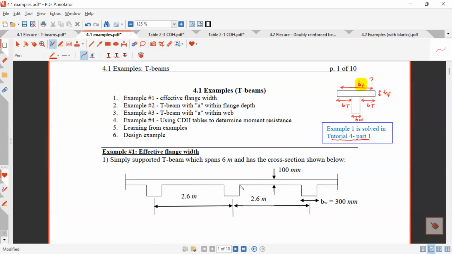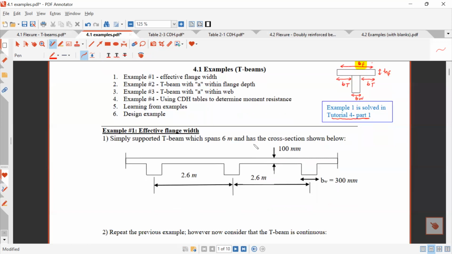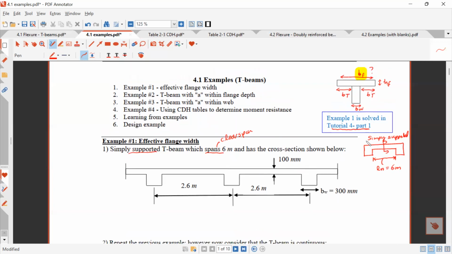We have this floor system, and we're told it's a simply supported T-beam, so it's part of a thing like this. This is the actual beam, and this section is what we're looking at here. It's simply supported, and we're given all these different things. Let's say this is the clear span, so this dimension, Ln equals 6 meters.